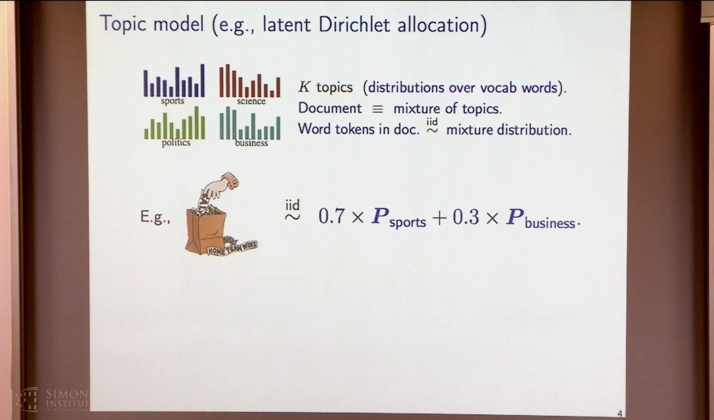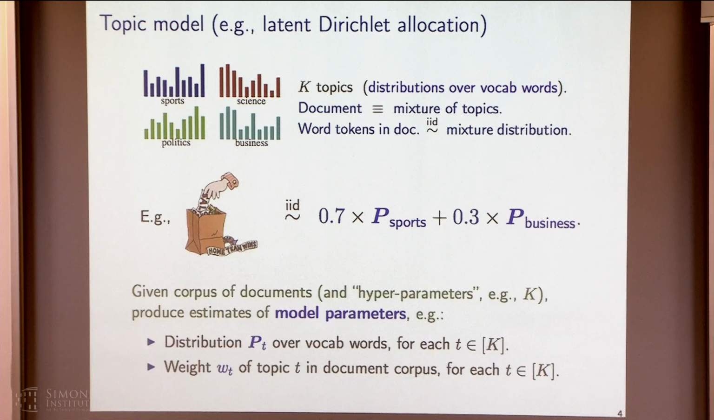Perhaps in the previous document, 70% of the words will be about sports, 30% will be about business or finance, and the words that you see in the document are assumed to be drawn from this particular mixture of those two distributions. Okay, so that's the generative model. That's the statistical model, the story about how data appears from distributions from these models.